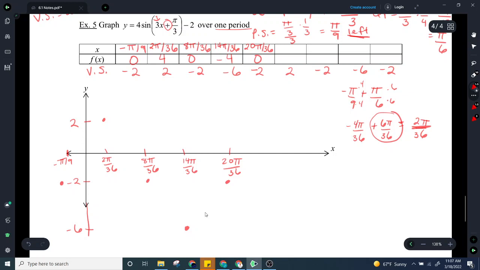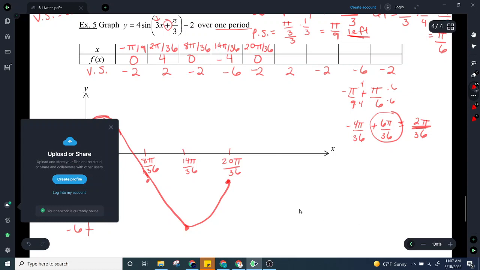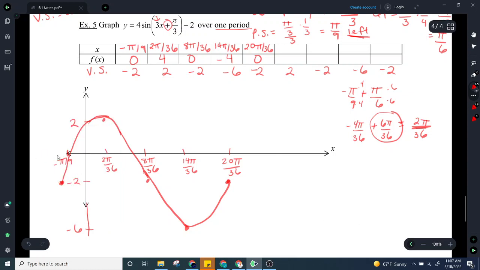So again, I know these numbers are a little bit uncomfortable, but if you follow the pattern and you're really careful about your numbers in your table, you should have no trouble getting these every time. And that's one cycle for this particular function. Notice it started out at negative pi over 9. That's your shift to the left, pi over 9 units, rather than starting out at the origin.